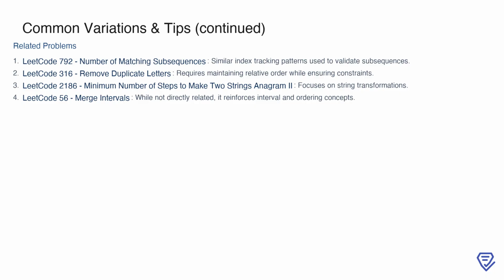Another related problem is LeetCode 2186, minimum number of steps to make two strings anagram 2, which focuses on transforming one string into another through specific operations. While not directly related, LeetCode 56, merge intervals, reinforces ideas around ordering and interval management, which can also be useful in understanding how to address constraints systematically. Exploring these problems can deepen your understanding of the patterns and approaches relevant to string manipulation challenges.